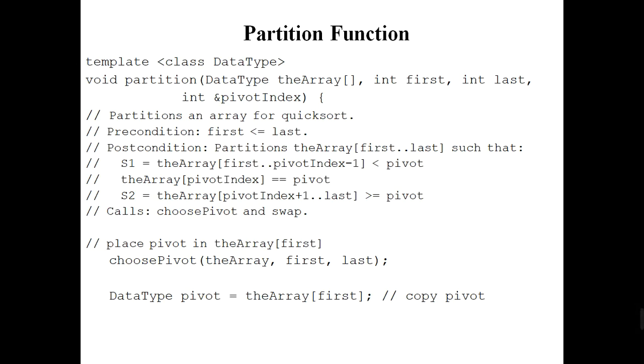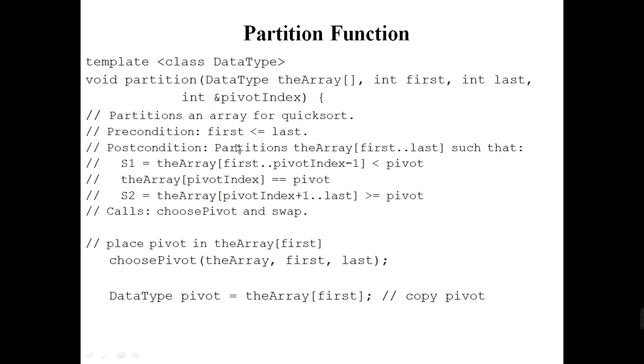So this is the partition function. In the quicksort algorithm, partitioning is a separate function, and quicksort is also a separate function. Partition declares the data type, the array, integer first, integer last, then pivot index. Comments: what are the comments for partitioning an array for quicksort? Preconditions and then postconditions. I think you have to study it in data structures, in the third unit.